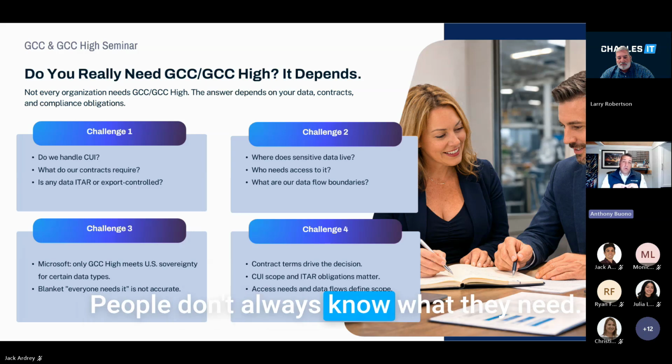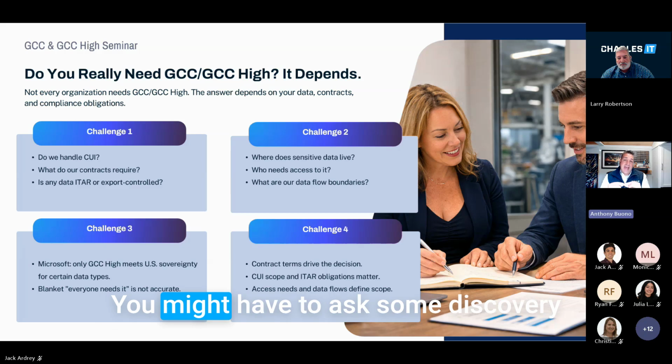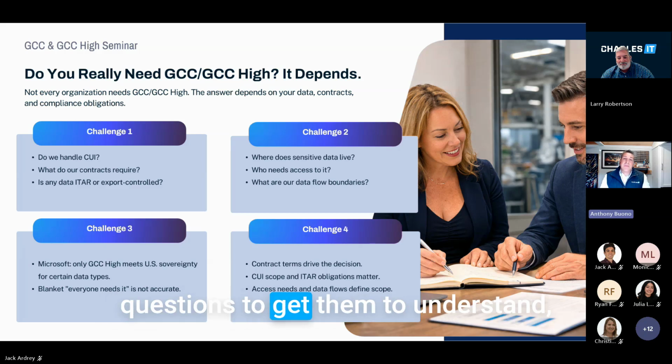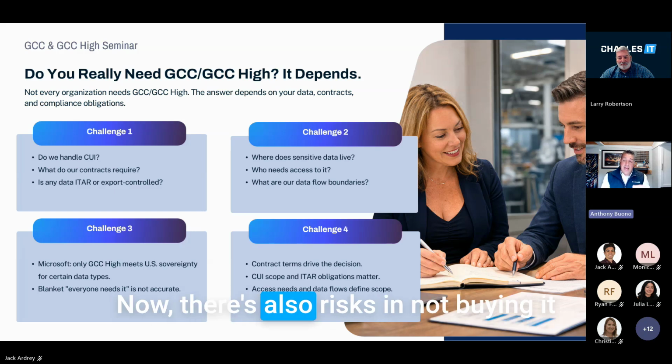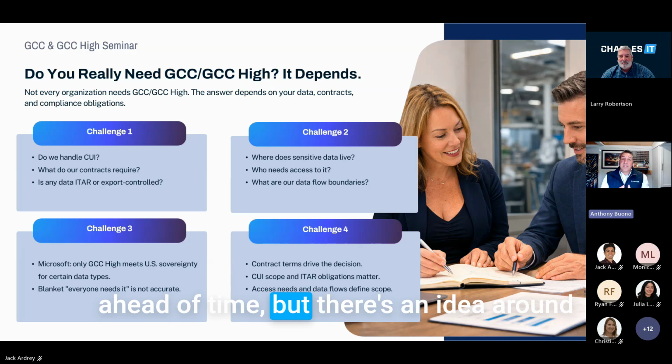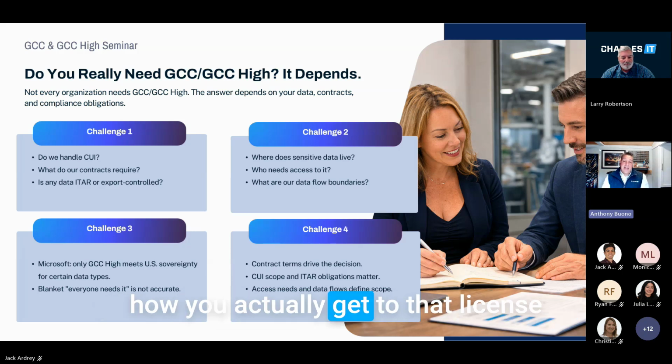People don't always know what they need. You might have to ask some discovery questions to get them to understand why they need this license. Now, there's also risks in not buying it ahead of time, but there's an idea around how you actually get to that license that's proper for your organization.